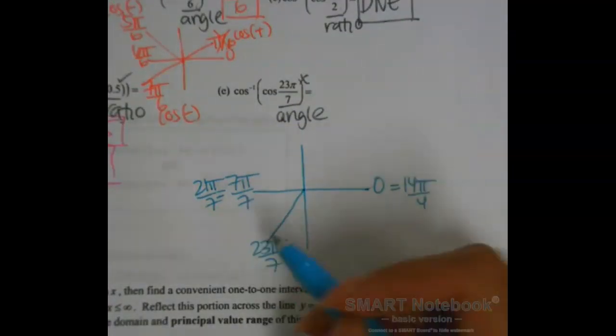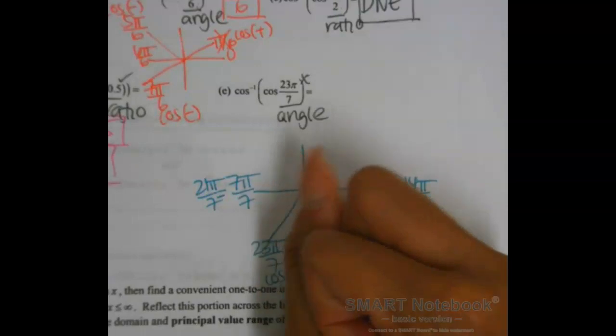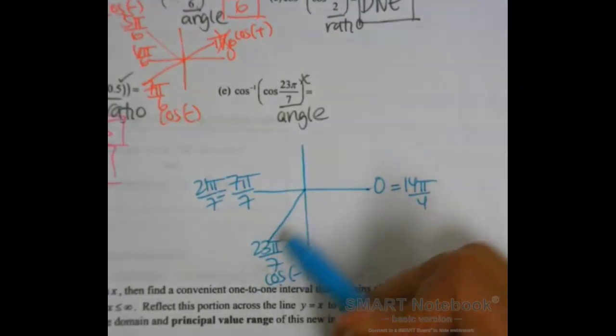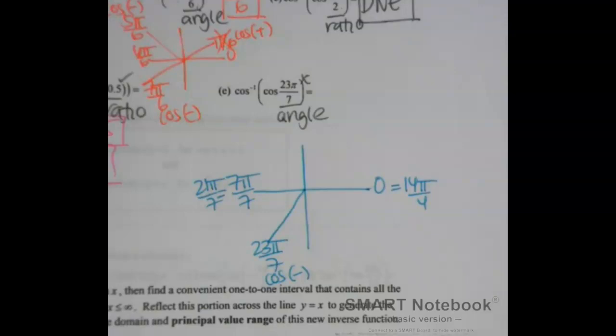Valeria, in quadrant 3, what symbol, positive or negative, will cosine be? Cosine will be negative. So what we need to do is figure out in quadrants 1 and 2 what will be our same angle that we can use that will still give us a negative cosine. Okay, so this one's a little different. Valeria, what's our reference angle here?